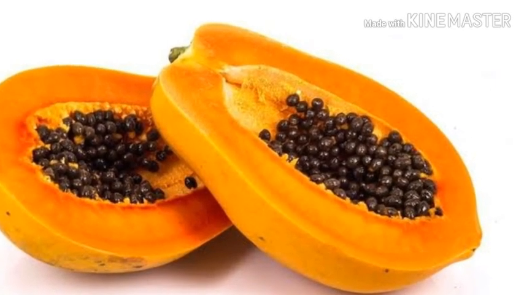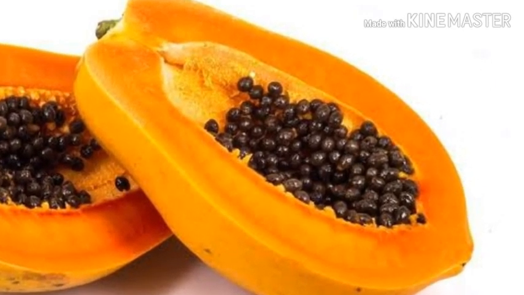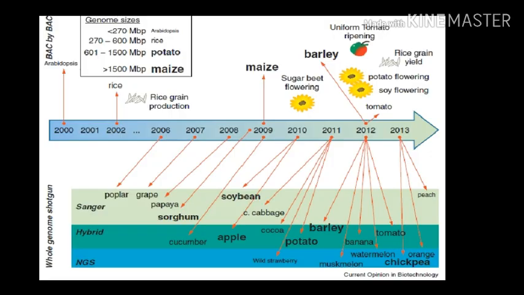In 2008, the papaya was completely sequenced. In 2009, sorghum, maize and cucumber were sequenced. Sorghum was sequenced by the Sanger method, cucumber by a hybrid method and maize by following the BAC-by-BAC method. In 2010, soybean and apple were sequenced. Soybean by following the Sanger method and apple by using a hybridization method, that is, by Illumina technology.